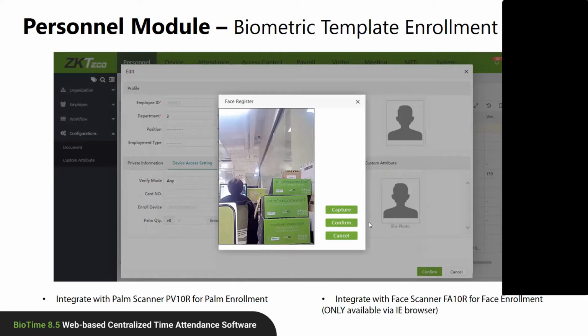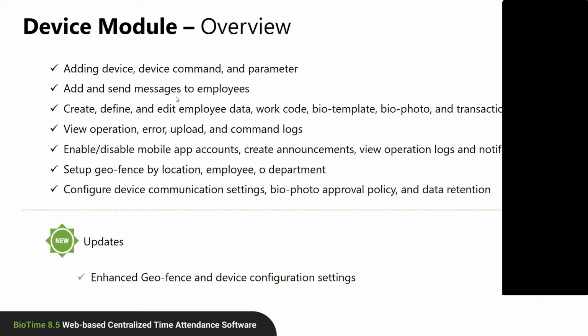So directly from BioTime software, you have the enroller, like a USB camera. You plug it into the laptop or desktop, then register directly from the software. So now we have the device module. We'll now introduce the features of the device module.